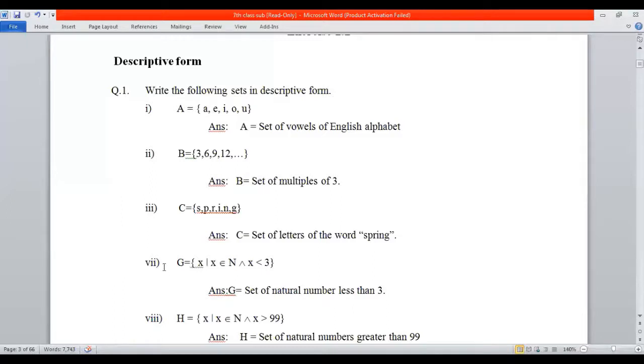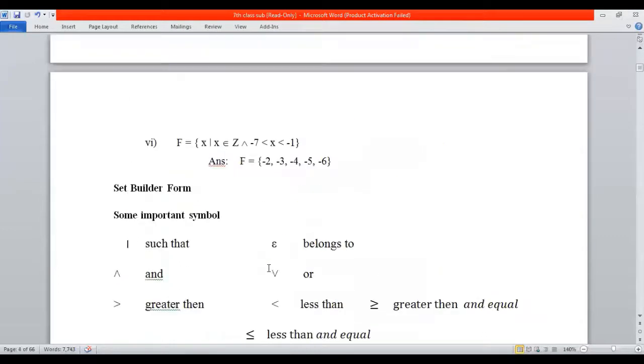Before going to explain the seventh part, you know this is given in the set builder form or set builder notation. So first you should know what these symbols are. First of all, we study these symbols. This slash type line is called, in mathematics, such that. This symbol is used for belongs to, which means that if we say 0 belongs to whole numbers, we use this symbol for belongs to.